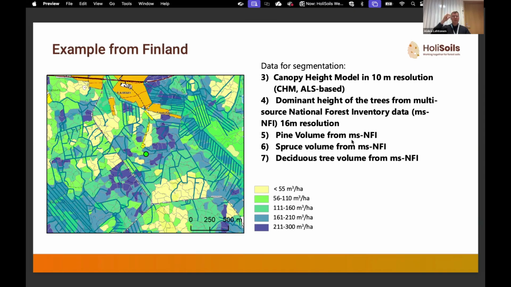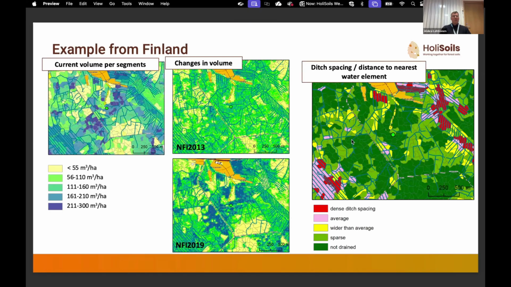So we have been segmenting, or Aura has been segmenting with colleagues, this forest land area based on the canopy height model and dominant height of trees and the volume estimates that we have from our multi-source national forest inventory. And the segmentation looks like this. And then we do have the volumes per segment. We can estimate also the change in volume between two different time points.